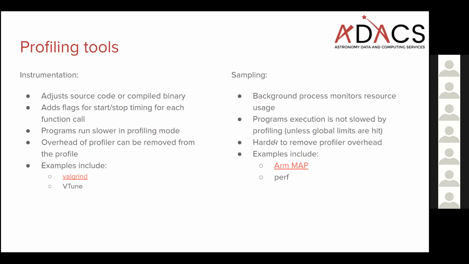The problem is that you are running a process in the background, and because you don't have fine control over the process itself running and the profiler running, it's a little bit harder to remove the profiler overhead. But some examples include MAP and also the Linux built-in called perf, which are both sampling profiling tools. Now, even though I've divided these tools into two sections, you will find that most tools, most commercial tools, will do a little bit of both. Okay, they'll do some instrumentation and some sampling.